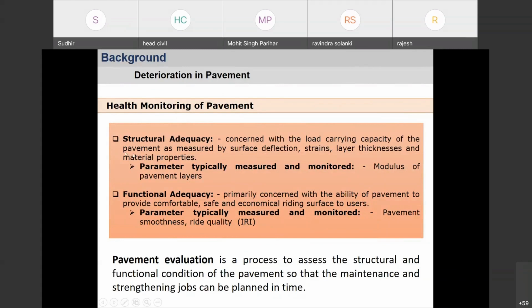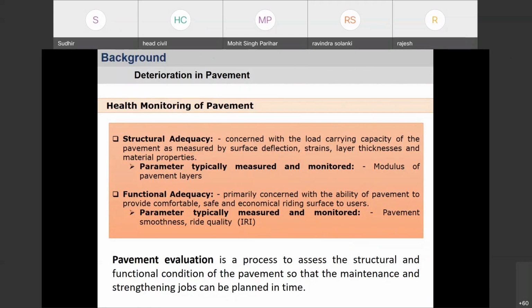So what are you looking for in structural adequacy of the payment? When we are talking about structural adequacy, we are concerned about the load carrying capacity of the existing payment structure. How will you look at the load carrying capacity of the existing payment structure? By looking at what is the surface deflection, what is the strain value it is going to generate at certain load levels, or what is the layer thickness in the existing payment, or if you like, some other material properties.